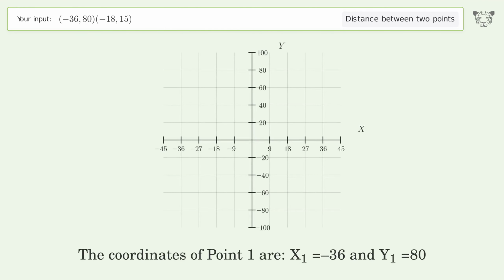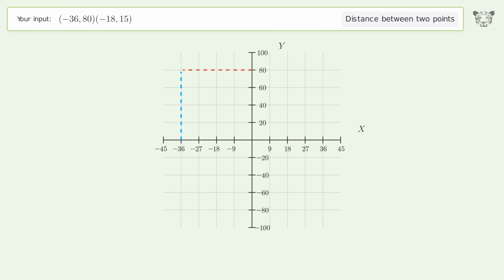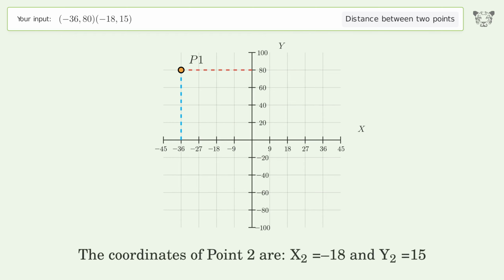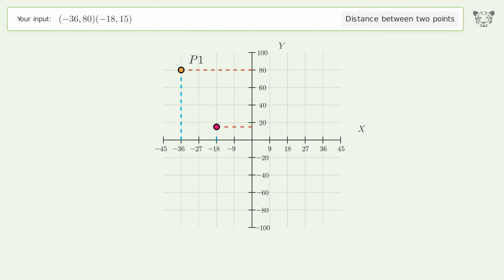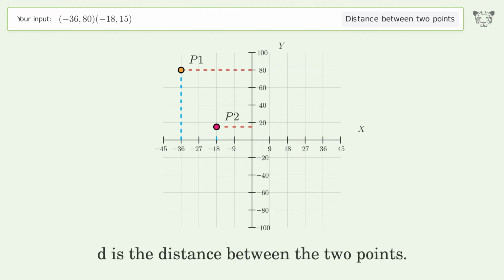The coordinates of point 1 are, x1 equals -36 and y1 equals 80. The coordinates of point 2 are, x2 equals -18 and y2 equals 15. D is the distance between the 2 points.